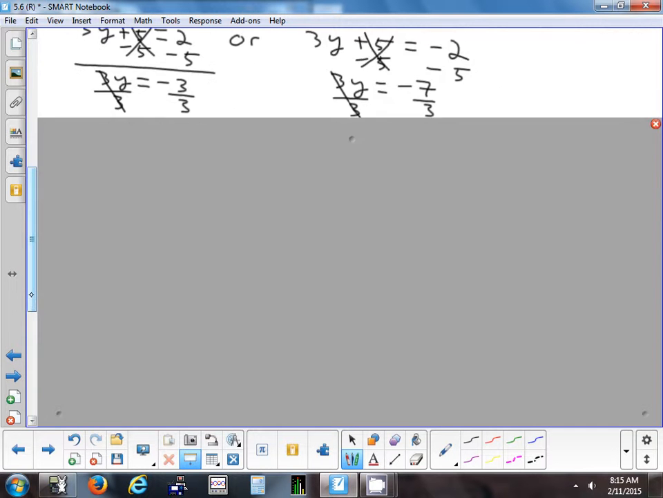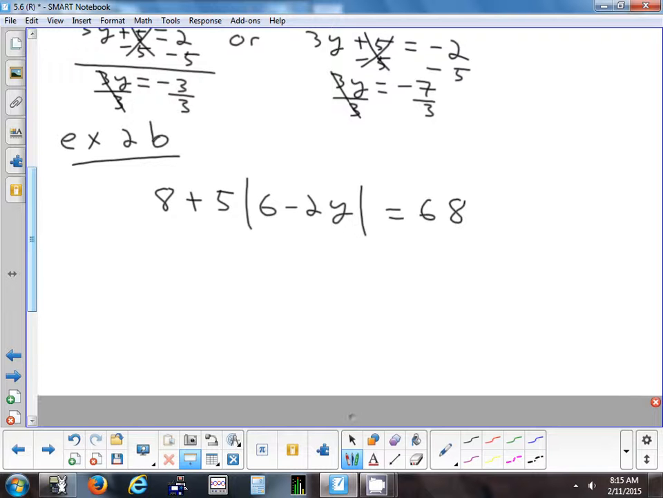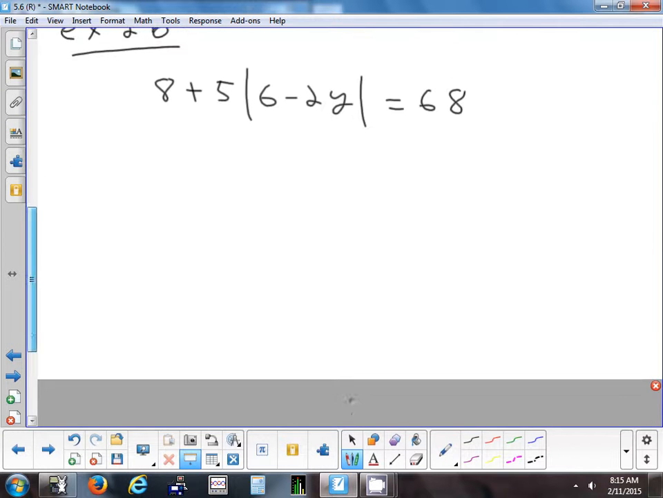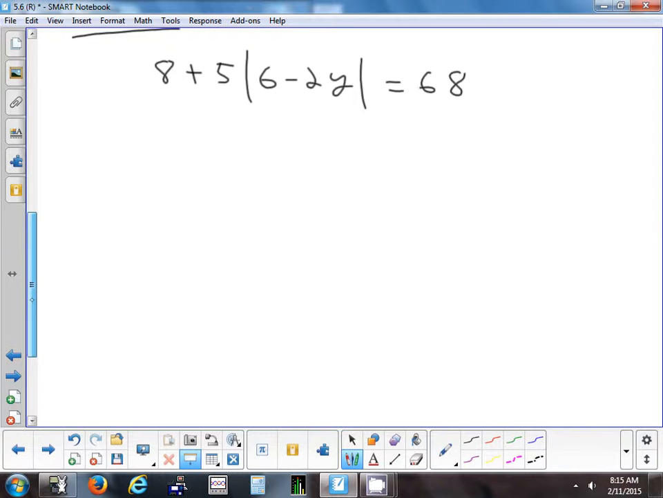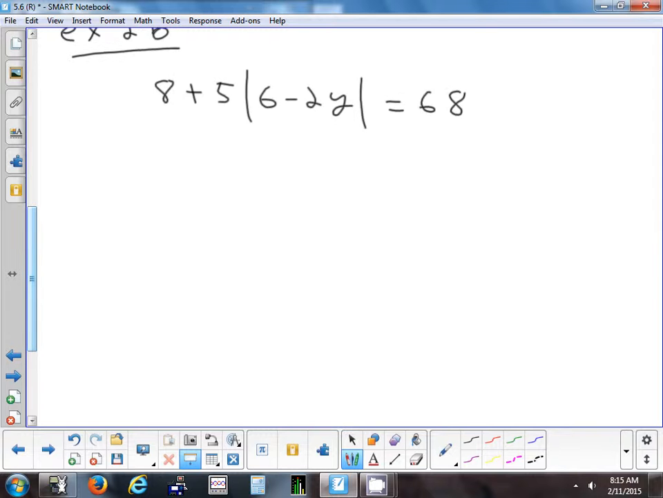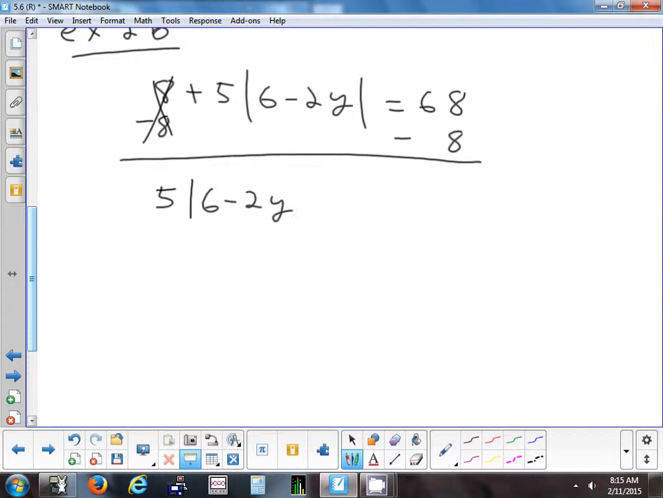All right, let's check example 2b. Okay, this one has multiple steps in it that we have to do before we can split it apart. First, we got to get rid of the 8, then we have to get rid of the 5. So first thing we'll do is subtract 8 on both sides. Why? Because we have a positive 8 in the front, and we undo positive 8 with minus 8. So now we have 5 times the absolute value of 6 minus 2y equals 60.